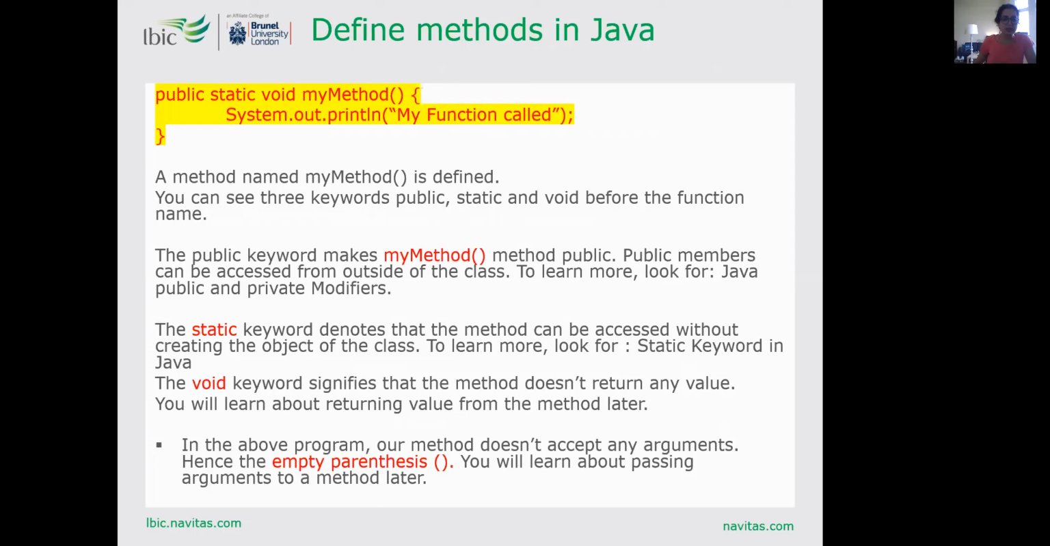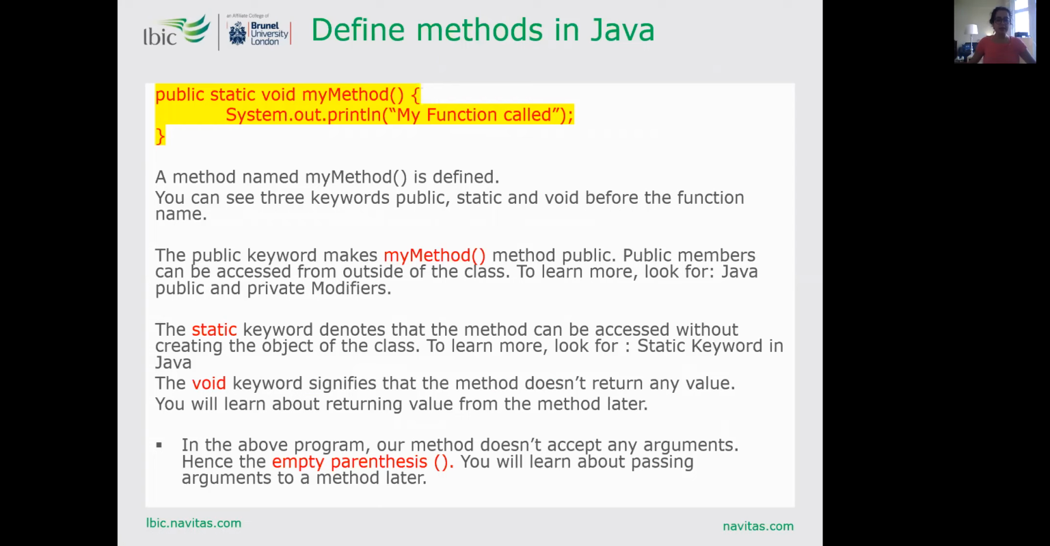You can see that three keywords, public, static, void, are provided before the name of the method. The public, as I mentioned earlier, is telling Java that any other classes are allowed to use this method. You are providing access for any class members to be able to call this method in different classes.